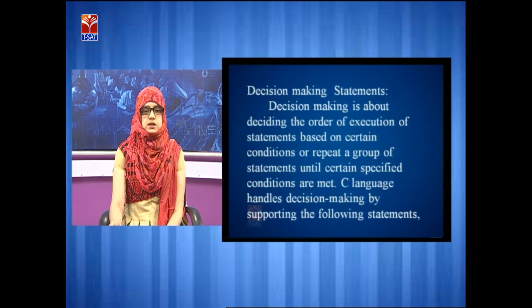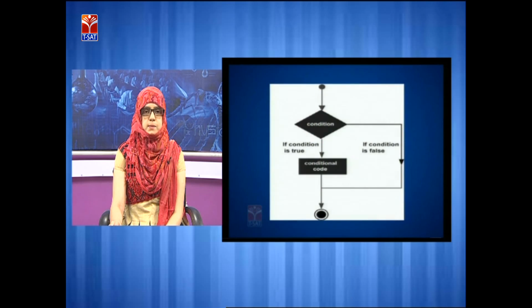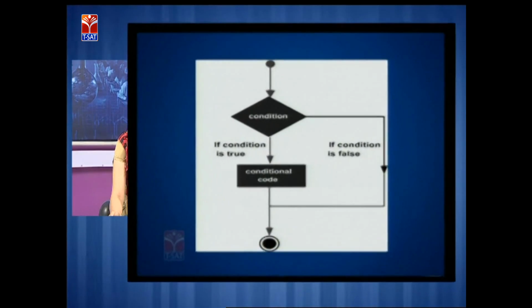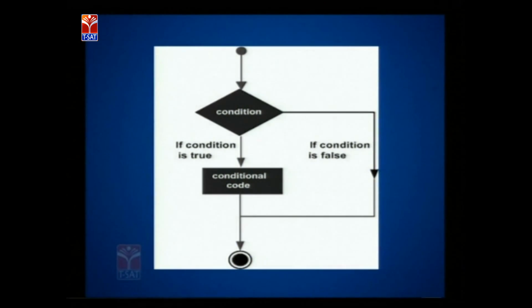Decision-making statement is about deciding the order of execution of statements based on certain conditions, or repeating a group of statements until certain specified conditions are met. C language handles decision-making statements by supporting many statements. Decision-making requires that the programmer specify one or more conditions to be evaluated or tested by the program, along with a statement or statements which have to be executed, determined either optionally by the programmer, or executed at a certain point of time.